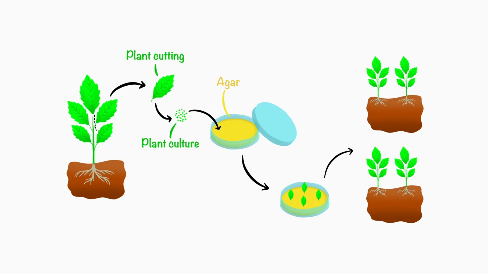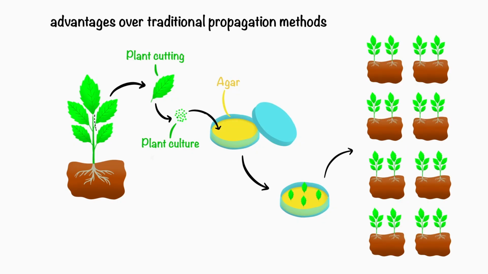Let's start with the world of plant cloning. Plants can be cloned through tissue culture, a laboratory technique using small samples of plant cells. These cells are placed in growth medium containing specific nutrients and hormones that stimulate development into complete plants. Tissue culture offers several advantages over traditional propagation methods.